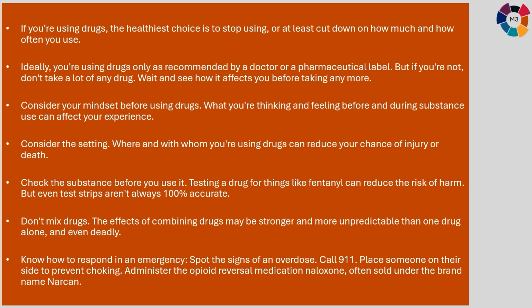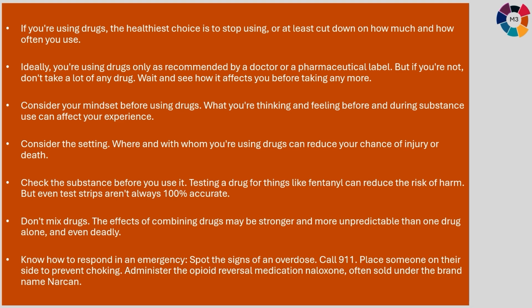Check the substance before you use it. Testing a drug for things like fentanyl can reduce the risk of harm. There are test strips available, but even the test strips are not always 100% accurate. Don't mix drugs. The effect of combining drugs may be stronger and more unpredictable than one drug alone. It could even be deadly. Also, know how to respond in an emergency. Spot the signs of an overdose. Call 911. Place someone on their side to prevent choking, and administer the opioid reversal medication that is available to you, if possible.